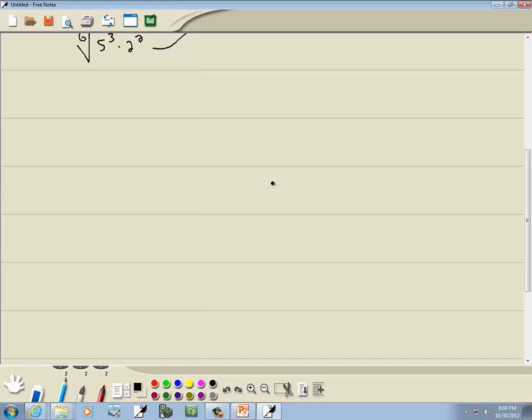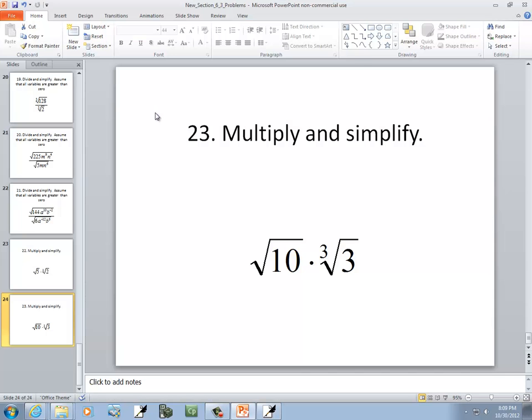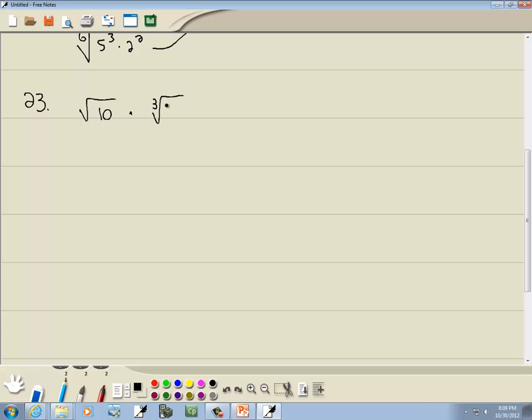Let's look at this one. We've got square root of 10 times the cube root of 3. Now this is a square root, so by default our index is 2. This is a cube root, so by default our index is 3. I can't multiply these together because the indexes are different. Well, we can put it into rational exponent form, fractional power. So this one would be 10 to the 1/2 times 3 to the 1/3.